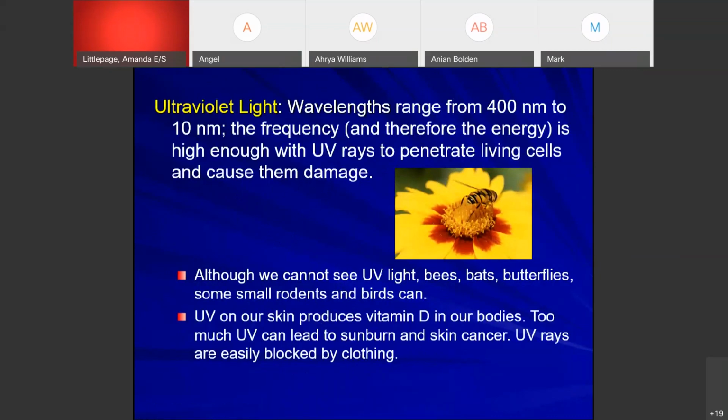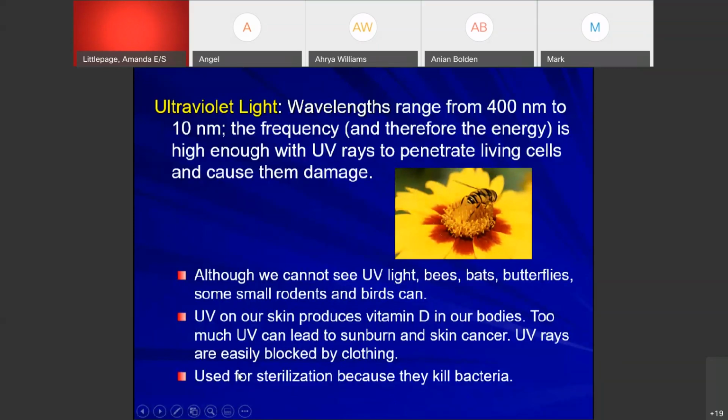Now, UV light isn't all horrible. We need it to help us produce vitamin D. So small amounts of UV radiation or UV exposure is important. So you're talking 15 to 20 minutes of sun exposure a day without sunscreen, but anything beyond that can cause damage. And of course, clothing and things like that can block UV rays from hitting your skin.